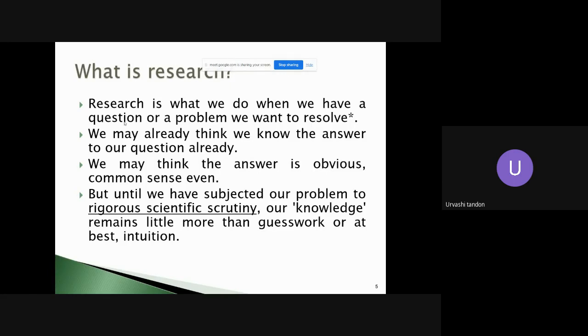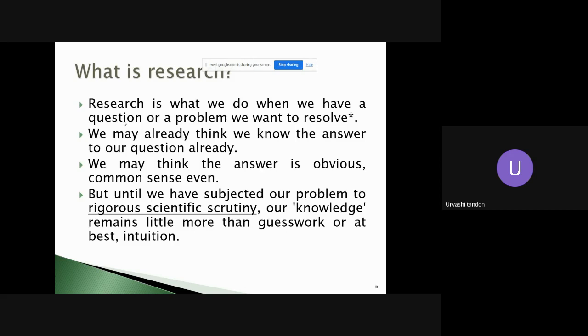We may already think we know, we have the answer in the mind. Maybe the perks are not there, or maybe the leader is not that up to the mark. But still, we want to verify this. Suppose, in a class, there's a massive failure, like the results are not good. The teacher knows why, because the paper was out of the syllabus, but still he or she wants to go for the scientific scrutiny of the same, right?